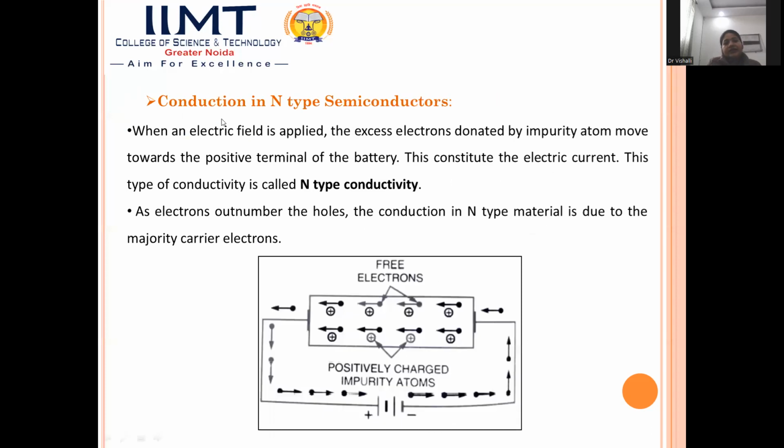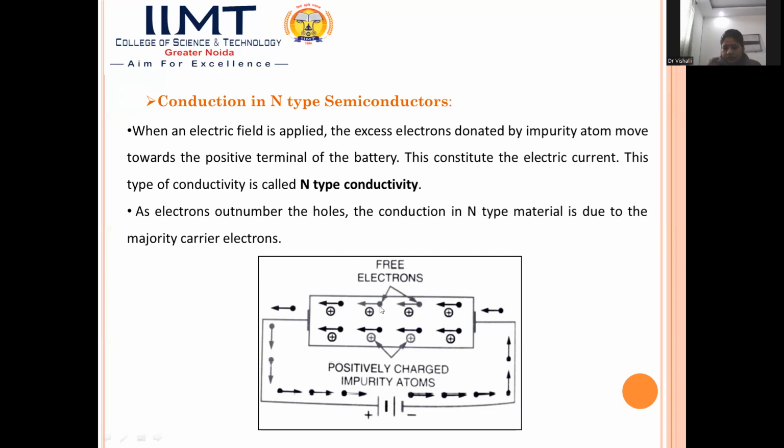Now next is conduction in the n-type semiconductor. In n-type semiconductor, we have an excess number of electrons. Electrons are the majority carriers, and holes are the minority carriers. So this is the semiconductor. We have positive immobile ions. They are shown by these positive circles.